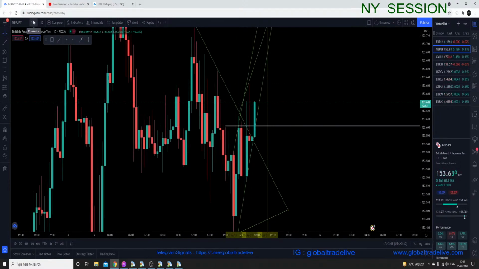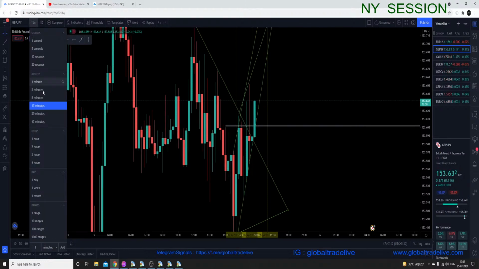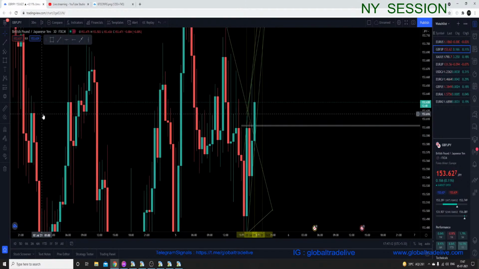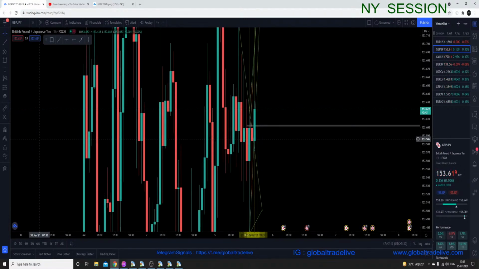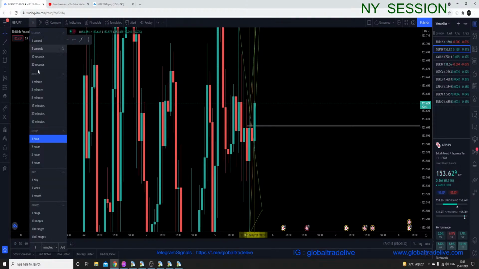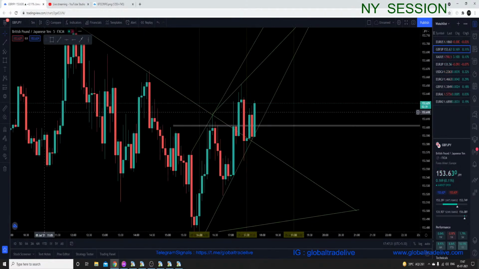Okay, 5 minute is going up, broke the high of the previous 5 minute candle. 3 minute is also stretching up. 1 hour also going up. 5 minute also broke the high here.